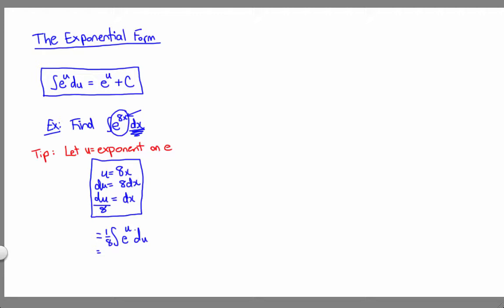Okay, at this point we've got a nice example of the exponential form. To integrate e to the u with respect to u, we're going to get e to the u plus c. So let's continue our work up here. We are going to get 1/8 of e to the u plus a constant, and then finally we'll go back to our original variable. So 1/8 e to the 8x plus c.